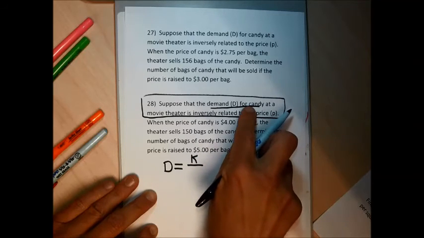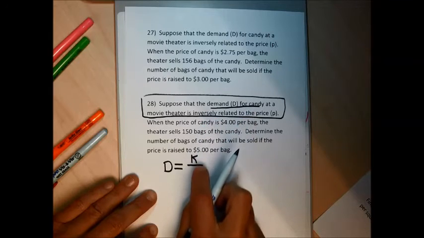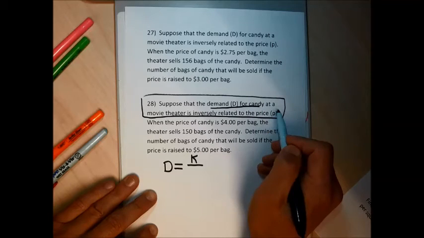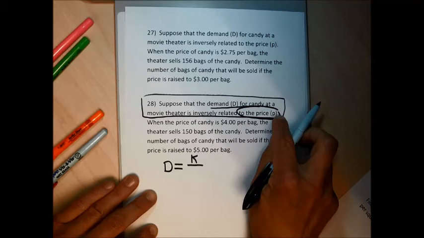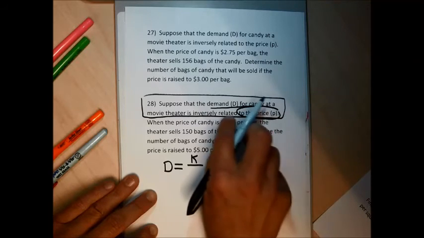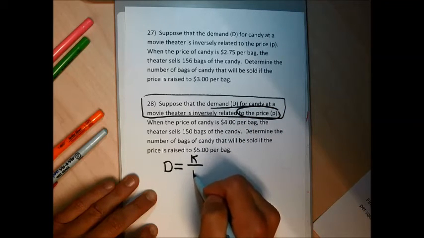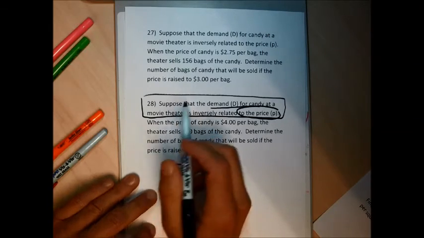So this D represents the demand for candy. The inversely is the fraction with a k in the numerator, and it's inversely related to the price P. The letter I need in the denominator of that fraction is a P, and I don't see any words that directly precede the P, like square, square root, cube, or cube root. So that P is just going to be a lone P without any radical symbols or exponents. Done with the first sentence, move on to the second sentence.